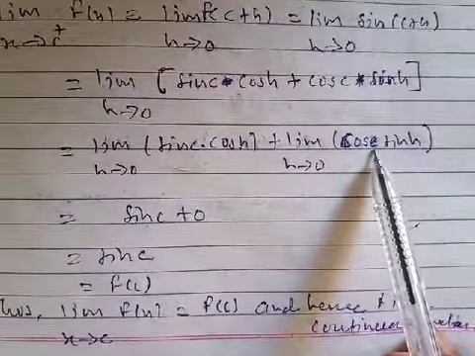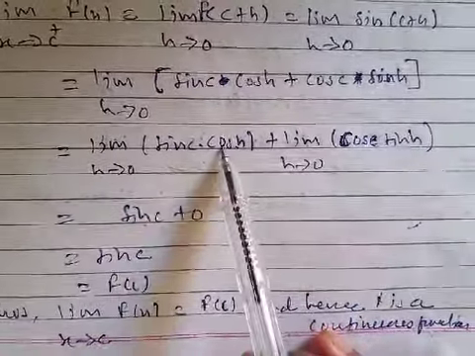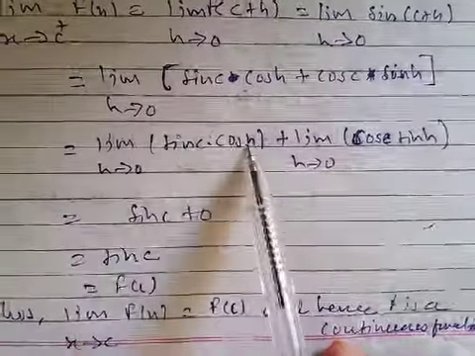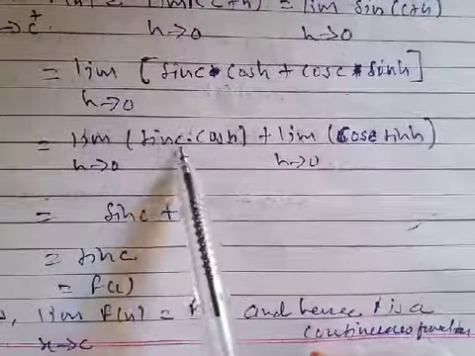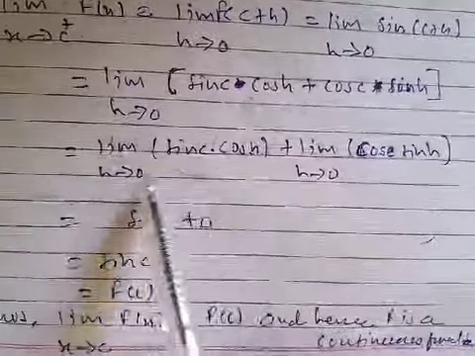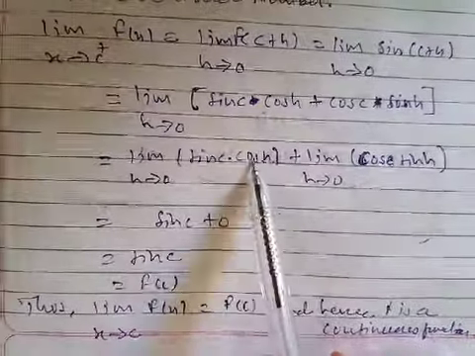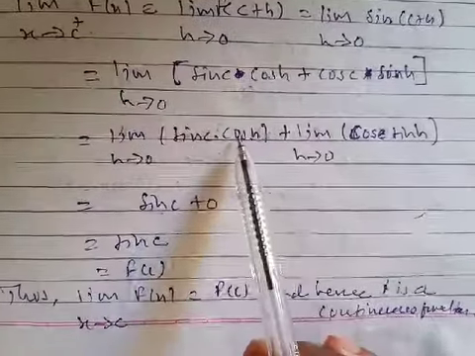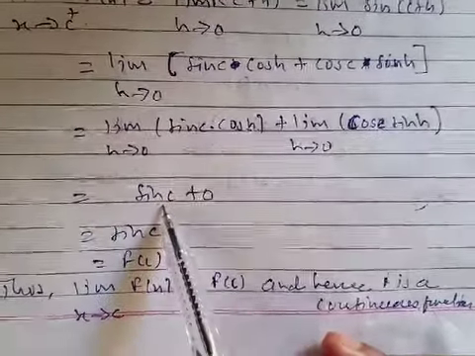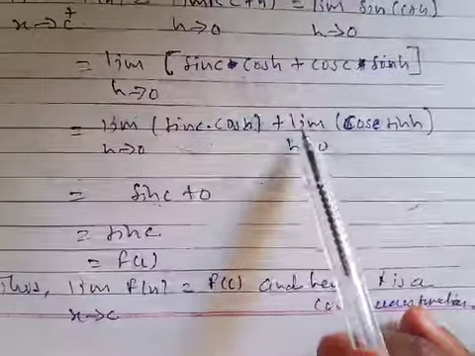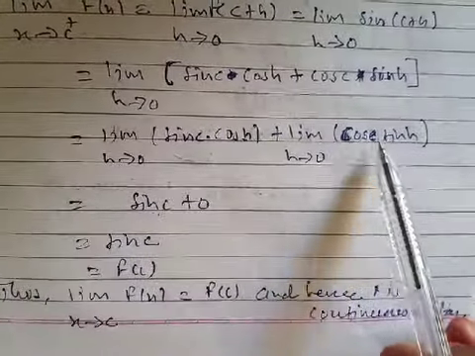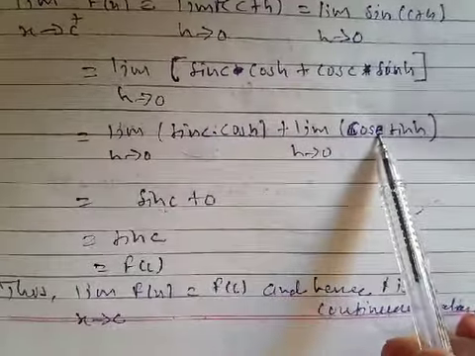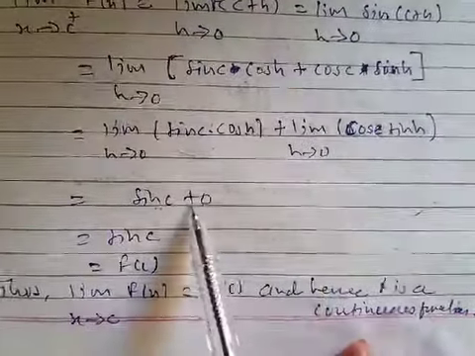So what will we get? Cos c. Cos 0 is what? Cos 0 is 1. So what are we left with? Here if we apply h tends to 0, then cos 0 is 1, and 1 into sin c will be sin c. As h tends to 0, if you apply 0, sin 0 is 0, so if you multiply 0 into cos c, then it will become 0, so it is plus 0.